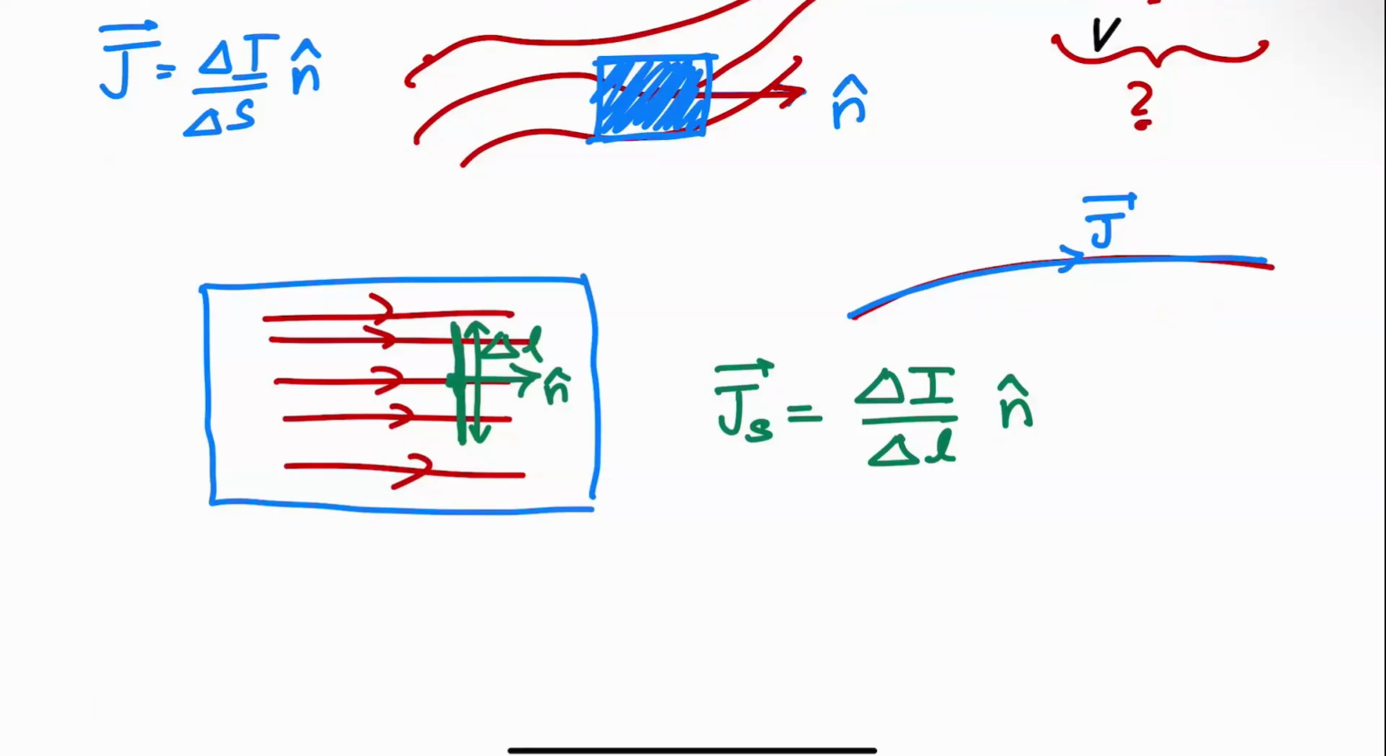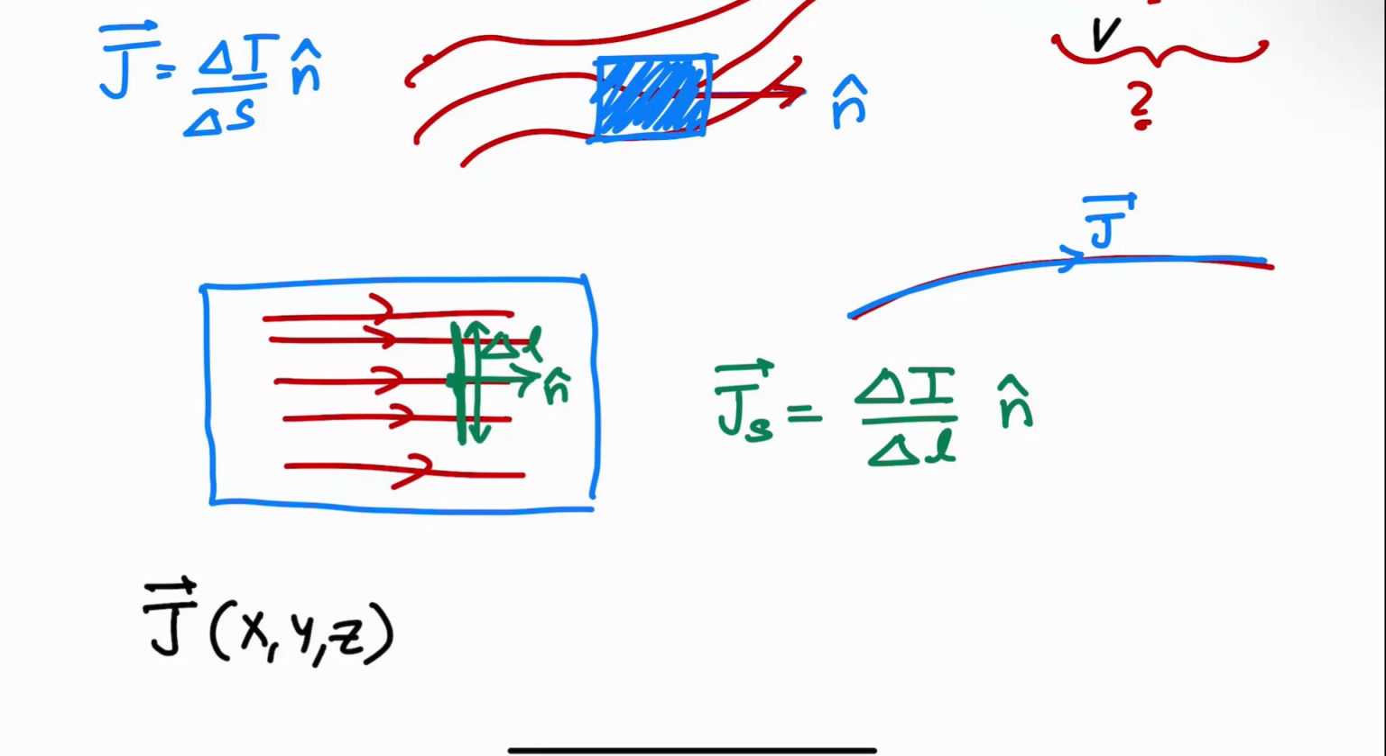So I can write J. J is a function of x, y, z, every point in space, because it's flowing through a volume. You can pick a single point, see which direction the current is flowing at that point, put a normal there, make a surface perpendicular to that normal, and then see how much current is flowing through that.